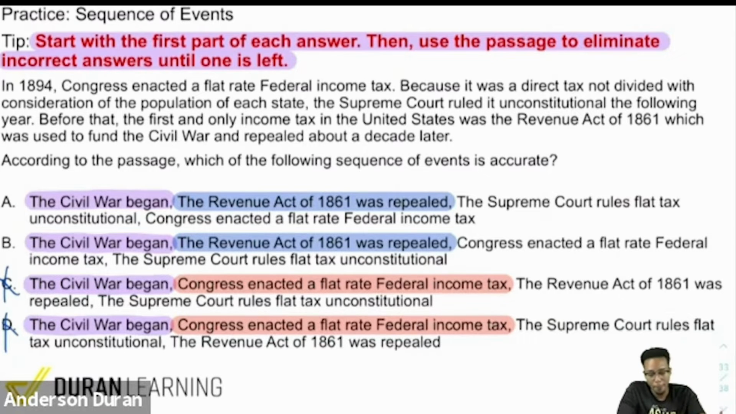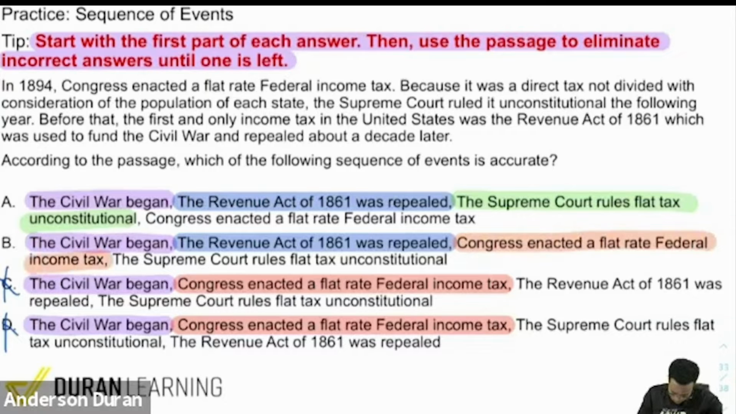Keep going. All right. So now we have to see which one comes next. The Supreme Court rules flat tax unconstitutional, or Congress enacted a flat rate federal income tax. Possibly we know that doesn't happen until 1894, but we need to see if anything comes before that, right? So let's go ahead and read the second sentence. Because it was a direct tax not divided with consideration of the population of each state, the Supreme Court ruled it unconstitutional the following year.